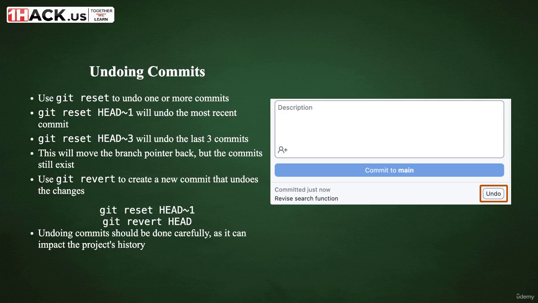If you want to create a new commit that undoes the changes from a previous commit, you can use the git revert command. This will create a new commit that reverses the changes made in the specified commit without modifying the project's history. Undoing commits should be done carefully, as it can impact the project's history and potentially cause issues for other developers working on the same project. It's generally recommended to use git revert instead of git reset when possible, as it preserves the project's commit history.